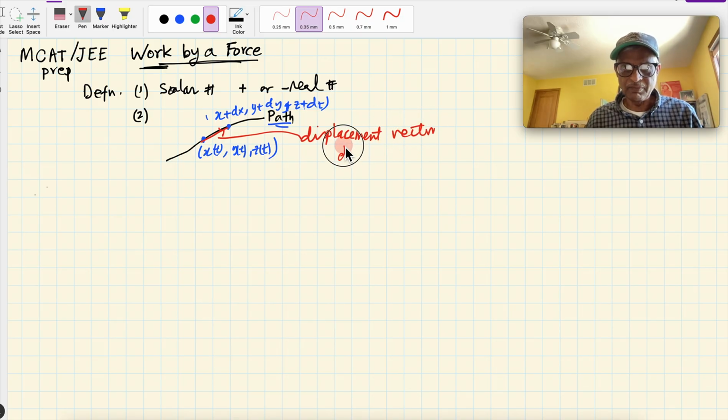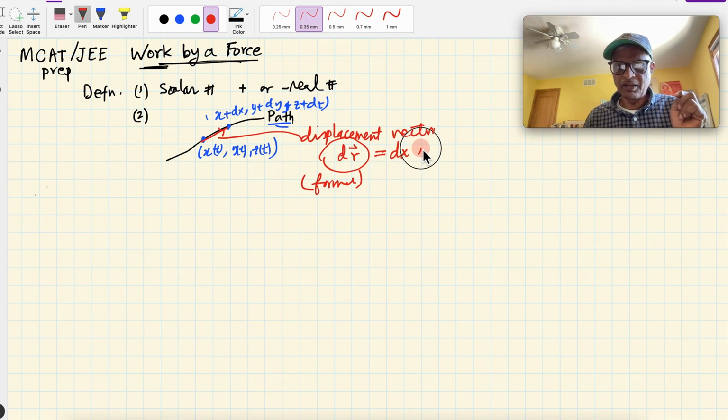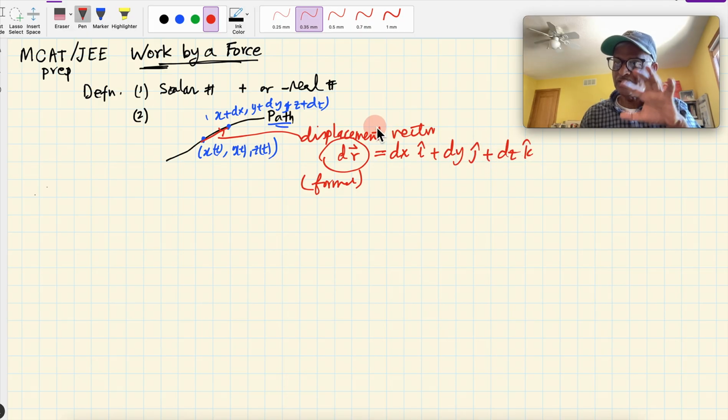And we can write this in a formal way. But you can see from this over here that this should be dx along i hat, dy along j hat, and dz along k hat. So in Cartesian it is really simple to write. Okay, so this is displacement.